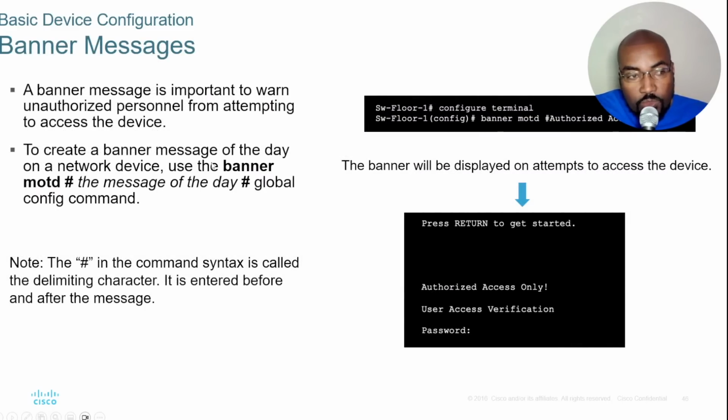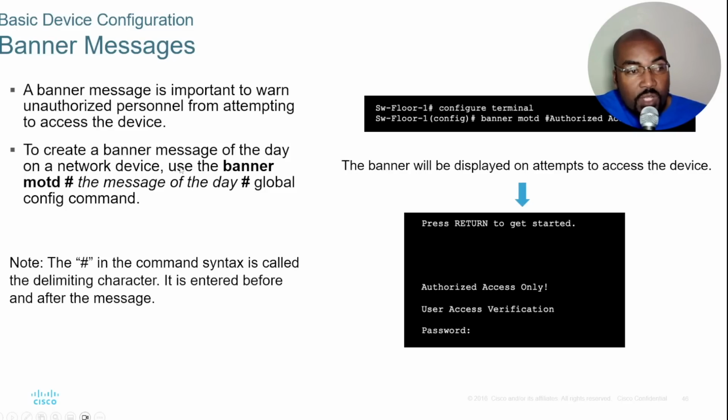Now let's configure a banner, which is pretty cool. The banner message is important to warn unauthorized personnel from attempting to access the device. So essentially, this is like when you go into an unauthorized building, you usually see a sign that says no unauthorized access, right? Don't come in here. So we want to put a little message on there, to alert whoever is accessing the intermediary device: watch out, make sure you're authorized to access this information.